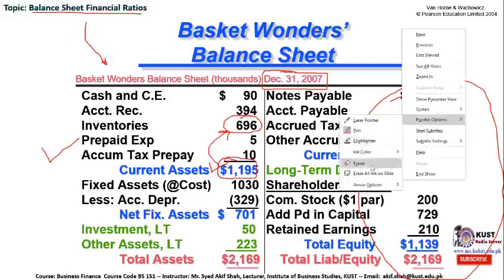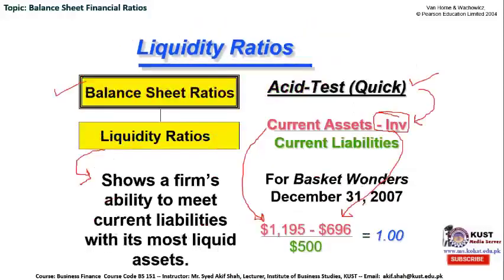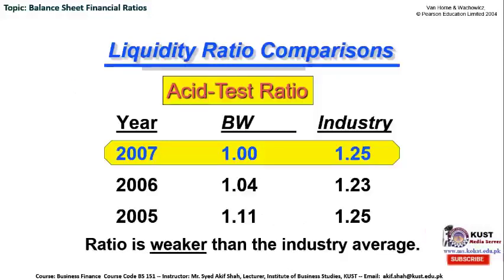Let me remove these inks. We have correctly selected the current assets, inventory and the current liability data and then plugged it in over here in this formula, and we have realized that the most liquid ratio, which is the asset test ratio or quick ratio, is 1. Normally a one-to-one relationship is acceptable in different companies. However, in order to have the best comparison, we need to check it against the industry benchmark. Let's compare Basket Wonder with the industry. As we can see, first of all, let's compare Basket Wonder's asset test ratio with itself.